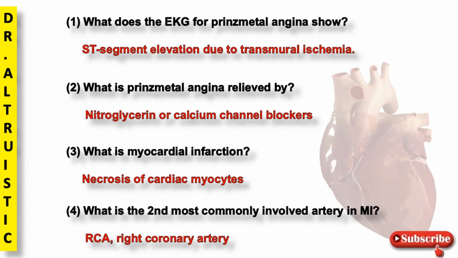1. What does the EKG for Prinzmetal angina show? ST segment elevation due to transmural ischemia. 2. What is Prinzmetal angina relieved by? Nitroglycerin or calcium channel blockers. 3. What is myocardial infarction? Necrosis of cardiac myocytes. 4. What is the second most commonly involved artery in MI? RCA, right coronary artery.